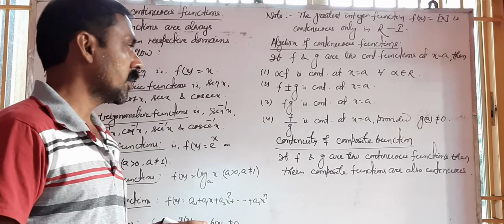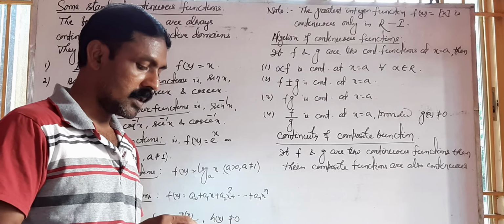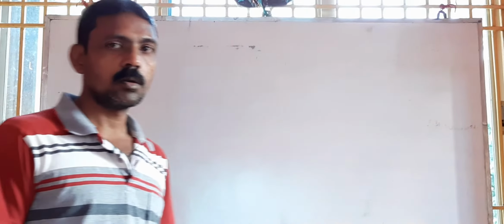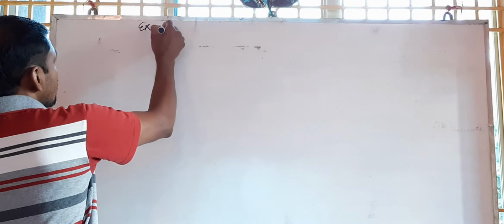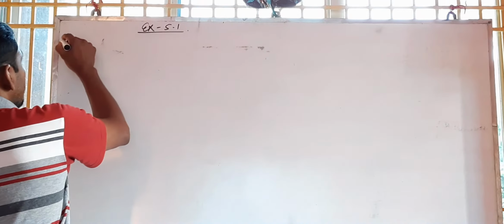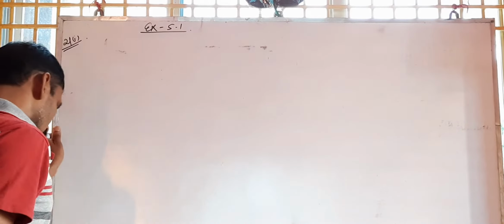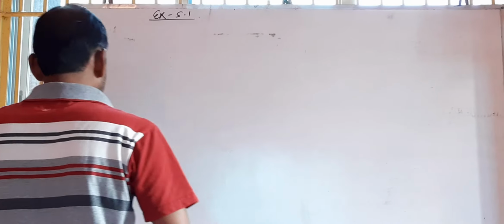Okay, so let me solve one or two examples from your exercise, and then you will try yourself. So let us solve two examples from your exercise 5.1. First is question number 21. First question is: discuss the continuity of the following function. f of x is sin x plus cos x.